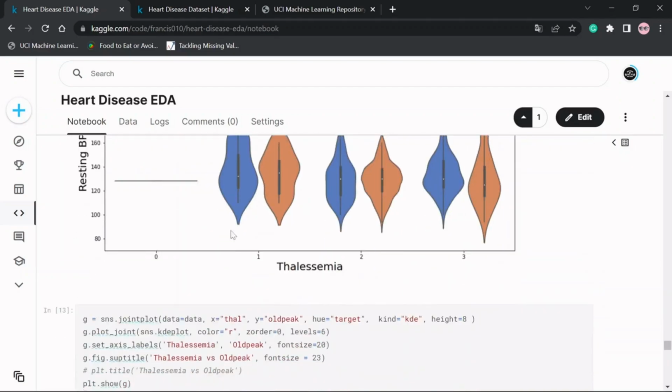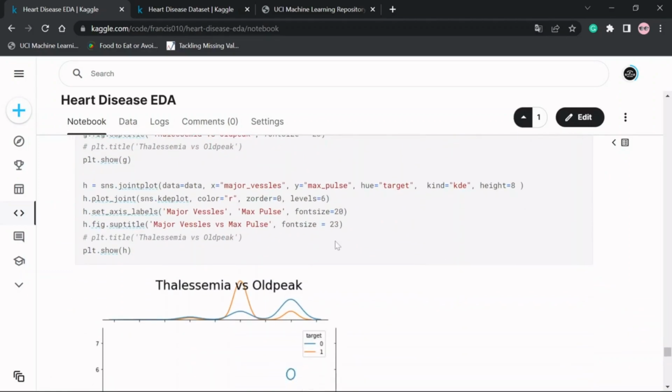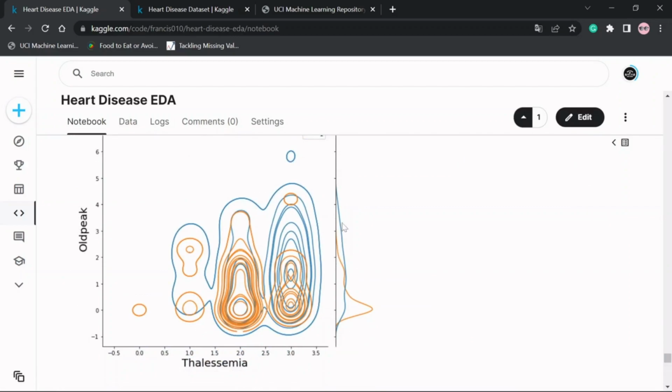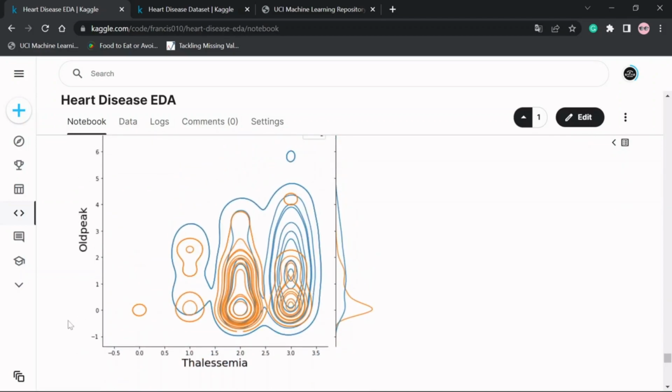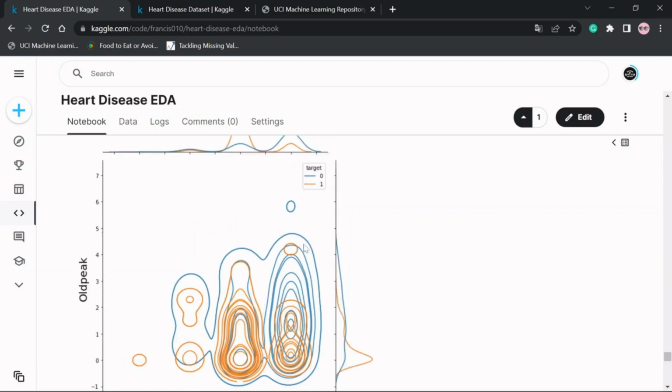Similarly, as we used a violin plot here, we used a joint plot to plot the relation between thalassemia and old peak with respect to the target. We can see that people having thalassemia value 2 and old peak value around 0 to 2 are mostly having heart disease. You can see the peak here, the orange line's peak. The orange line describes the people having heart disease, and the blue line describes the people that are not having heart disease. Here also, for thalassemia value 2 and old peak value 0 to 2, the people present here are having heart disease.